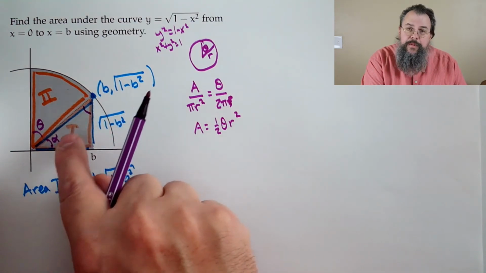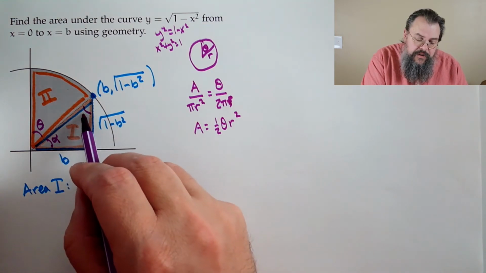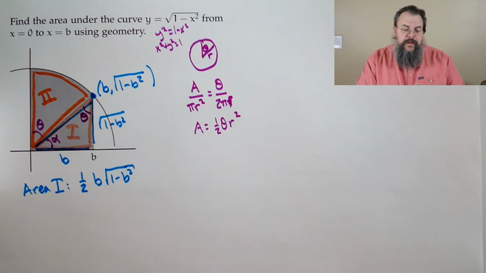This is also complementary to alpha. Now, what does that mean? It means this angle is also theta. Now, why do we mention that?